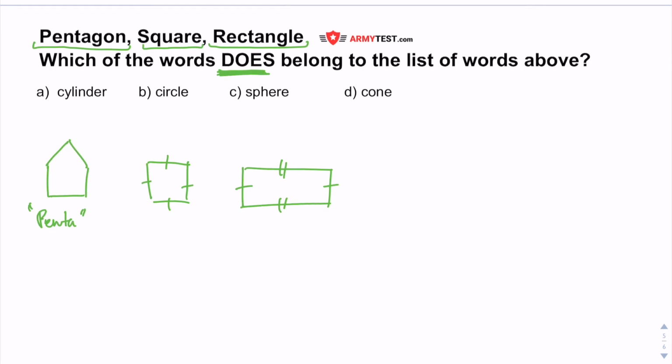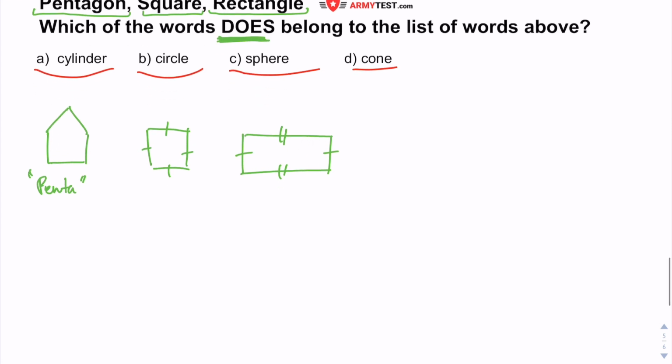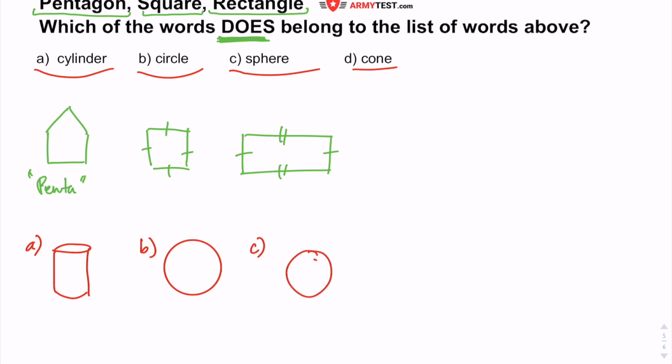So now we can draw, let me switch colors, each of the options out. So what's a cylinder look like? Cylinder looks like this, kind of, right? So that's A. B, what's a circle look like? Well, I can try and draw you a circle. That wasn't too bad. Or I can use this cool function where it makes it to a circle. Boom. And C, sphere, which I'm going to draw like this. Or D, cone, which you can think of your ice cream, which looks like this.